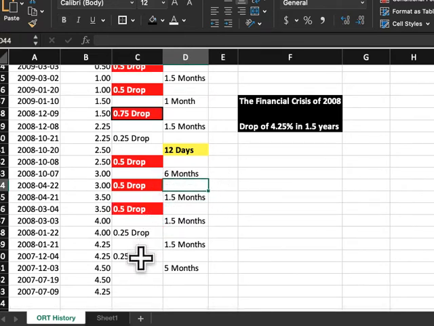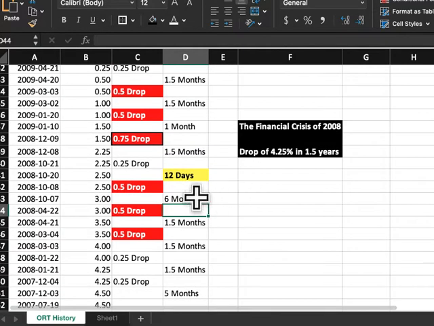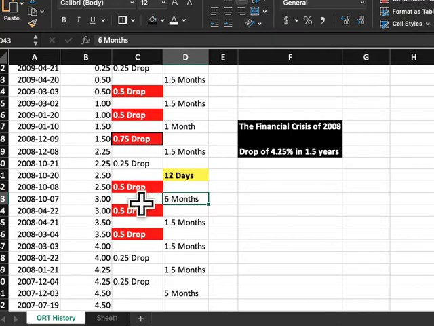Okay, and so we're looking at a 1.5% drop in 4.5 months. At the financial crisis that is happening right now, the interest rates are plummeting because we're looking at monetary policy action trying to react to this financial crisis. And so you look here, 6 months later, it was stable at 3% for 6 months.